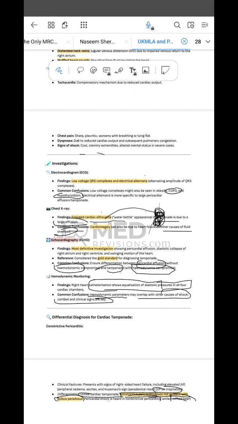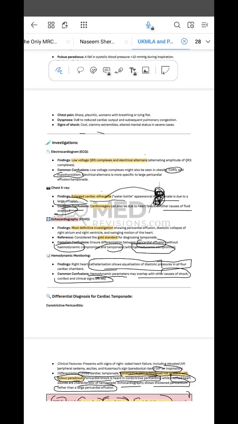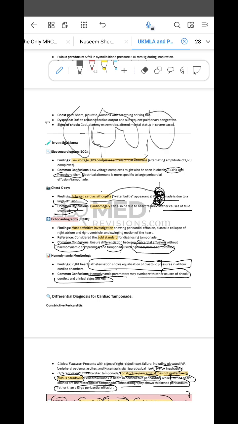Chest pain, sharp, pleuritic, worsens with breathing or lying flat. Dyspnea. So what's the mechanism of the dyspnea? For example, this is the heart and there are the lungs. In the heart there is a fluid accumulation, so the cardiac output is reduced. So the blood is not going to the lungs through the pulmonary arteries. In the lung there is no gaseous exchange, and because of that dyspnea occurs. So this is the mechanism of the dyspnea.